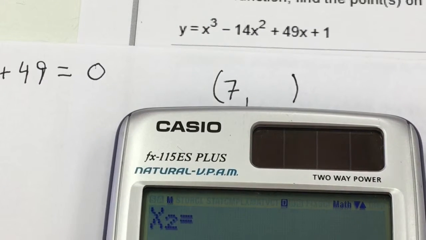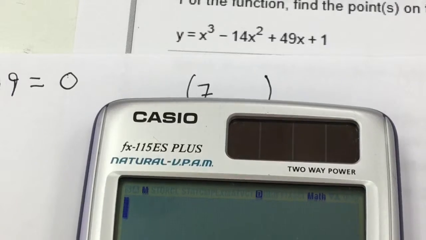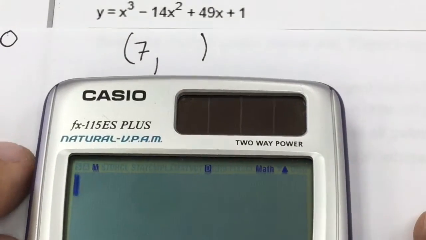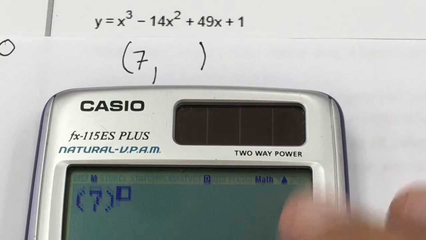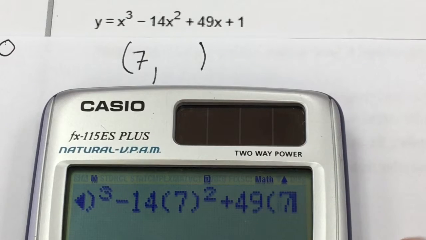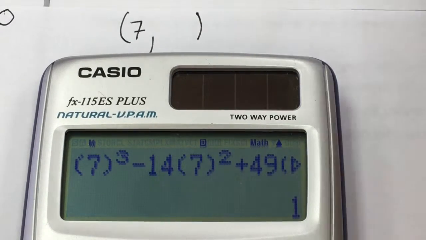So I'm going to hit mode 1 for normal computational mode, and now I'm going to plug 7 into that cubic function. I have to plug that 7 into the original, not the derivative. So it's going to be parentheses 7, close parentheses, to the third. Now you want a right arrow to get it down. Minus 14, parentheses 7, because I'm plugging 7 into every x value, squared, plus 49, parentheses 7, close parentheses, plus 1, and that should give me that y value of 1.